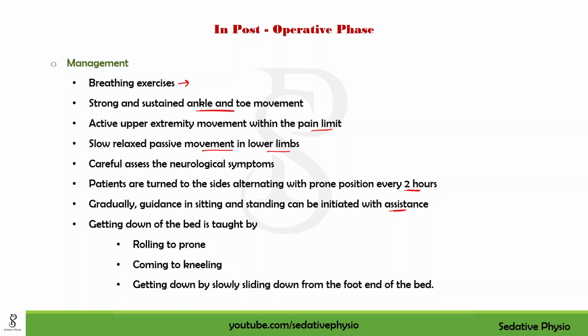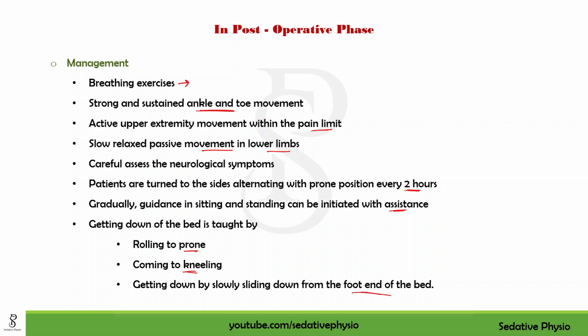Now, the patient will have to get off the bed, because we have to train the patient for activities of daily living. We have to make the patient independent. So getting down from the bed is taught like this: first of all, the patient will roll and go to the prone line. Then from prone, the patient will come to kneeling. Then from kneeling, the patient gets down by slowly sliding down the foot end of the bed.